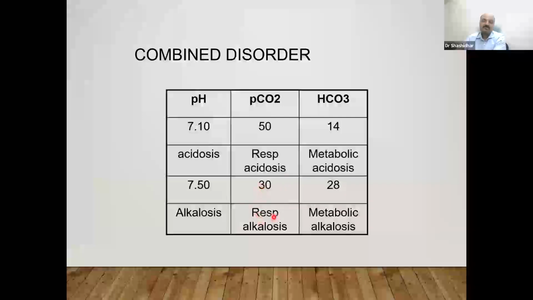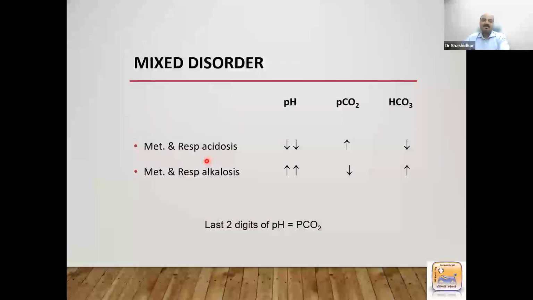Always remember, two respiratory disorders cannot occur together. You can't have respiratory alkalosis with respiratory acidosis. Impossible. That means you have to breathe faster and slower at the same time. Cannot be done. But two metabolic disorders can occur, or respiratory and metabolic can occur together. So if you have a mixed acidosis, your pH will be low, bicarb will be low and PCO2 will be high. Mixed alkalosis, high pH, PCO2 will be low, bicarb will be high. So far, so good.